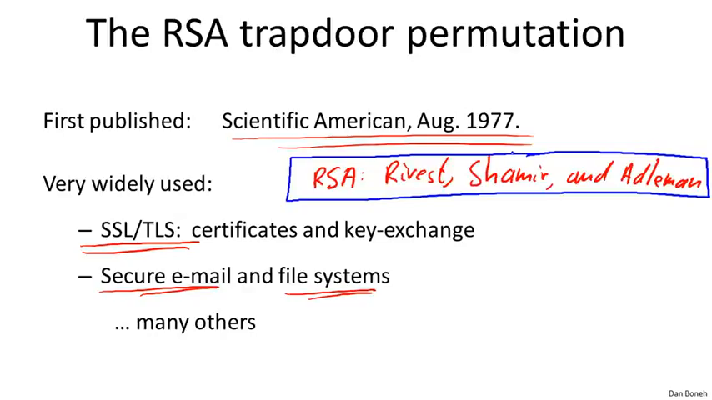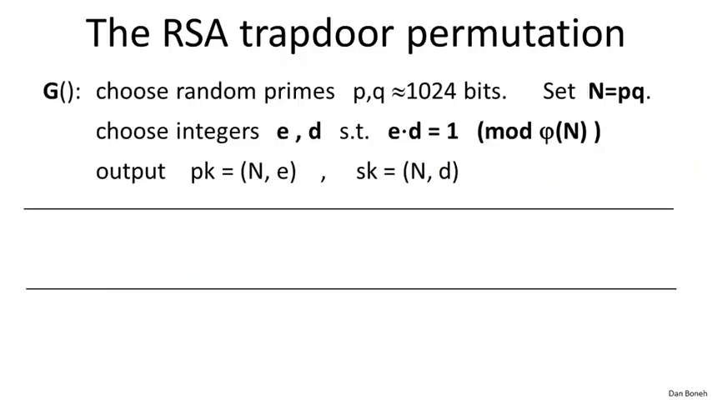I should say that RSA is named for its inventors, Ron Rivest, Adi Shamir, and Len Adelman, who were all at MIT at the time they made this important discovery. So now we're ready to describe the RSA trapdoor permutation. To do that, I have to describe the key generation algorithm, the function f, and the function f inverse.